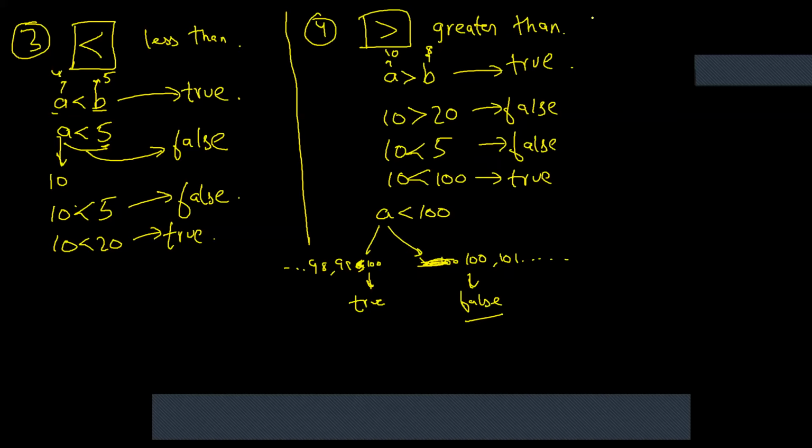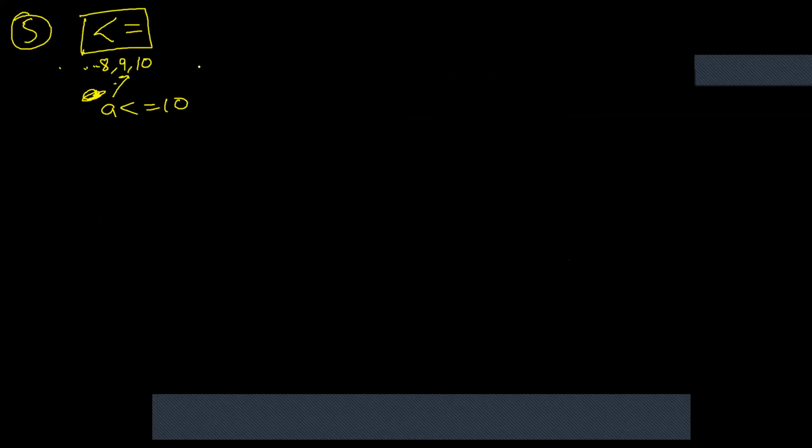Chalo, there's one more operator. Let me complete all the relational operators. There's one more operator, which is less than or equal to. You know what it means, right? A is less than or equal to. If this guy is some value like 8, 9, 10, whatever it is, it will give me the value true.